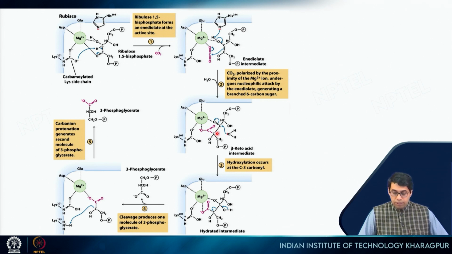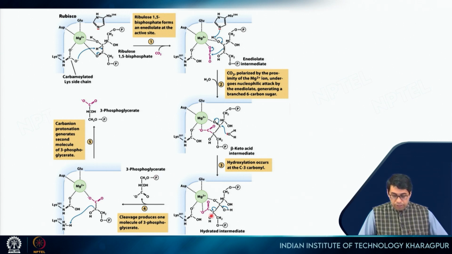So, this intermediate that is formed is called beta keto acid intermediate, and now the hydroxylation occurs at this position and this bond will break and this molecule is released. So, this molecule is the first molecule of 3-phosphoglycerate that is released from rubisco. So, this is 3-phosphoglycerate. So, this is carbon 1, carbon 2 and carbon 3, it is phosphorylated at that position. So, it is a 3-phosphoglycerate.